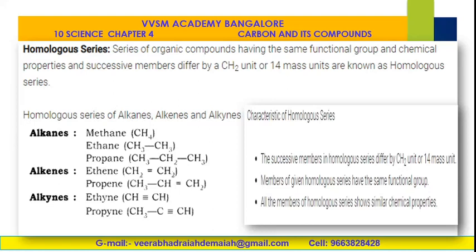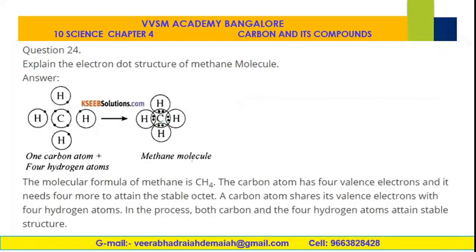So, my dear friends, the characteristic of a homologous series is that successive members differ by a CH2 unit, or 14 units. So this is a very important concept. Let us discuss the important questions relating to the coming SSLC examinations. In this chapter today, explain the electron dot structure of the methane molecule.